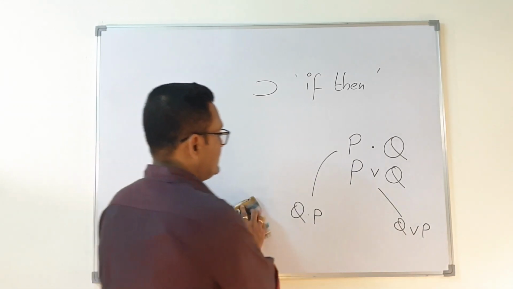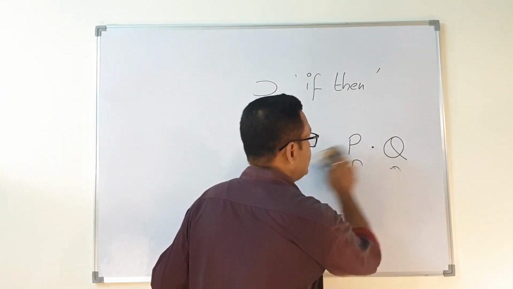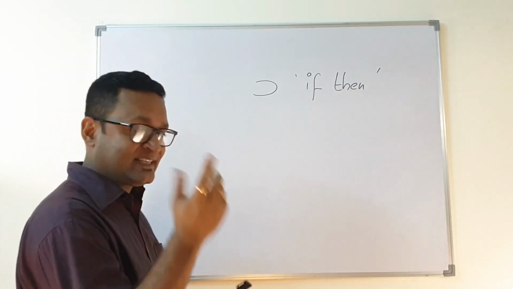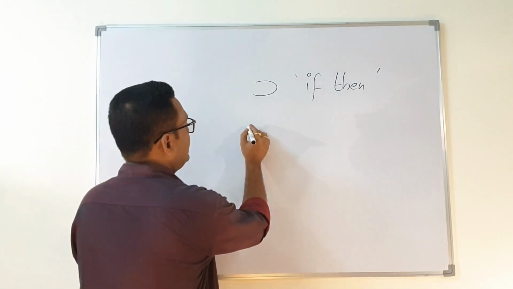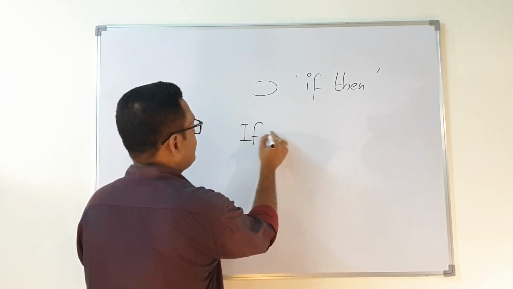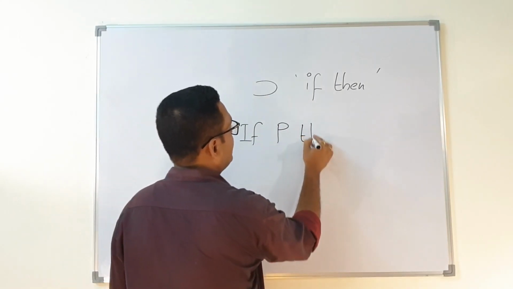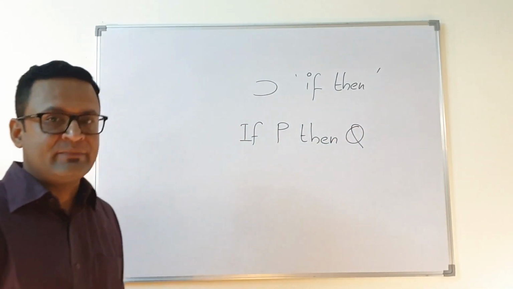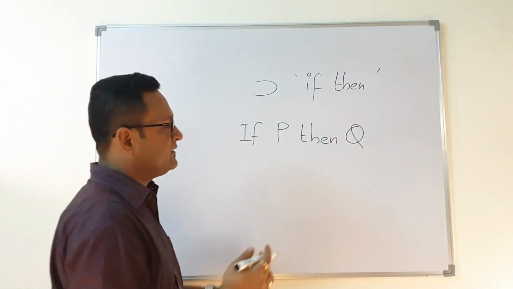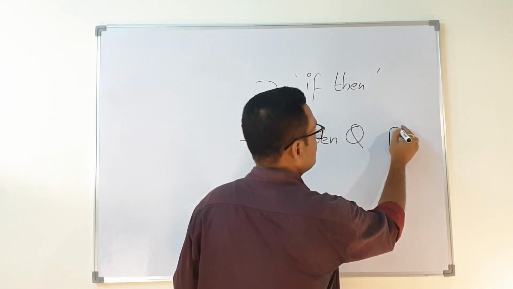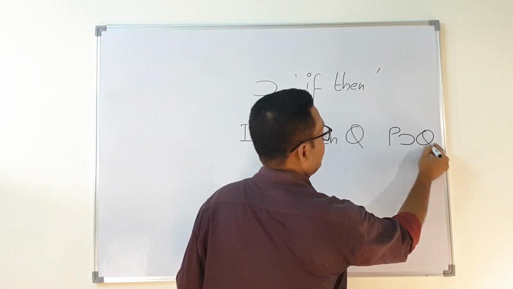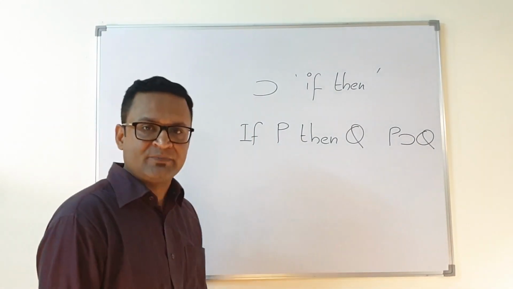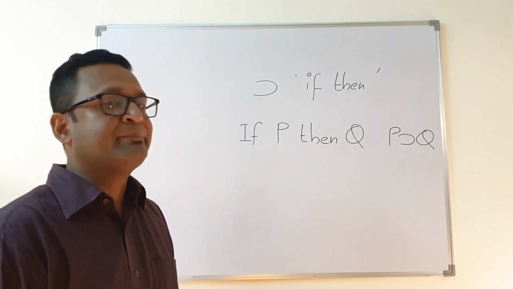So let us first discuss how a simple implication is represented. Suppose you have an expression like, if p then q. What is going to be its symbolization? Most of you will say that it is p implies q, and this is the right answer, and this is the simplest expression of p implies q, right?